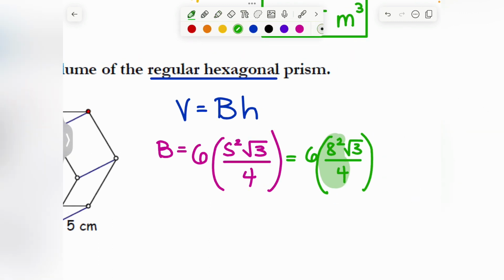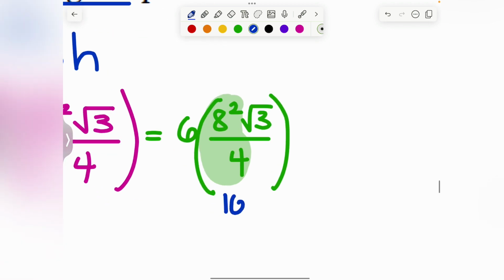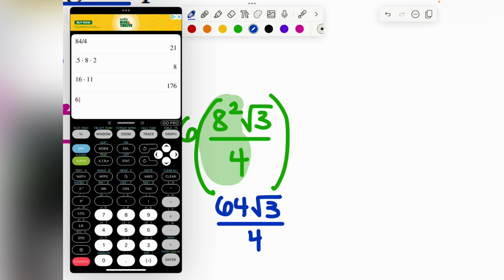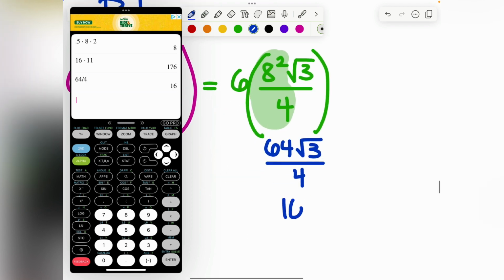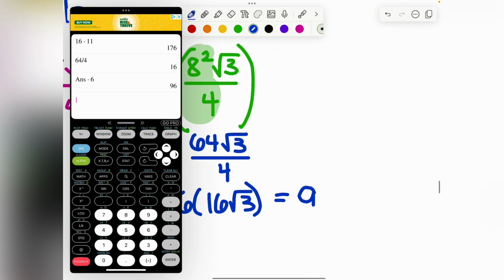Okay, so 8 squared, not 16, it's 64 root 3 over 4. And just to show you guys, we're going to do 64 divided by 4, which gives me 16. But don't forget, I still have the 6. So that's 96 root 3. That is the area of the base.